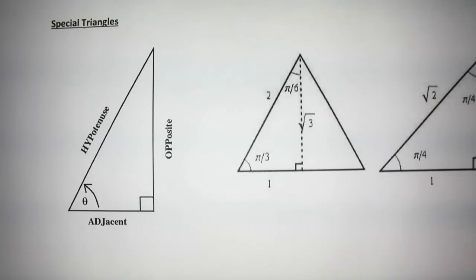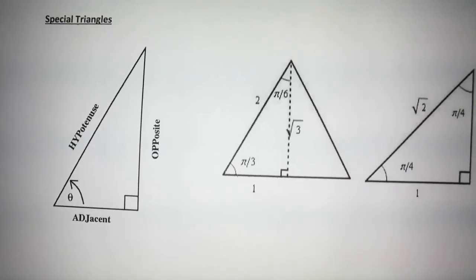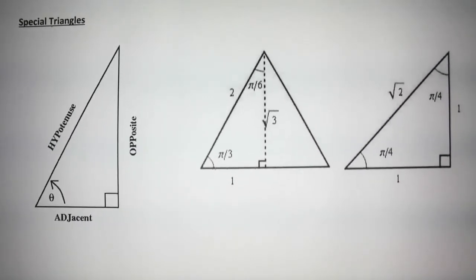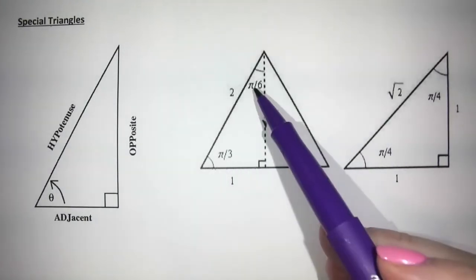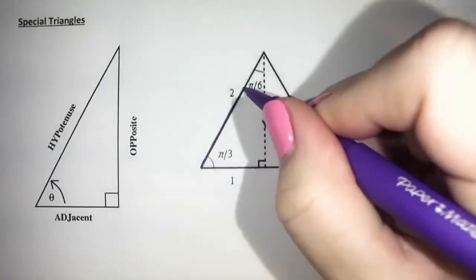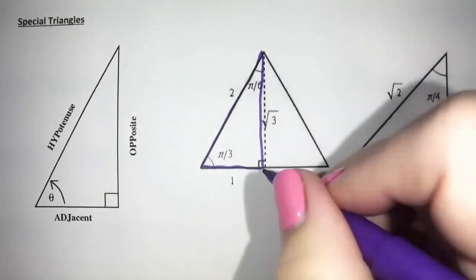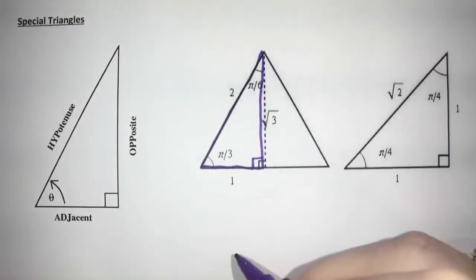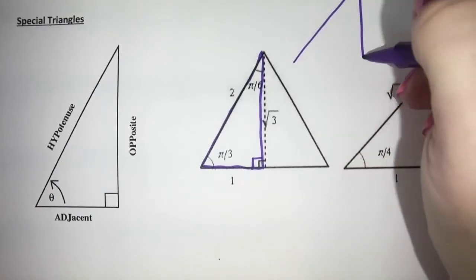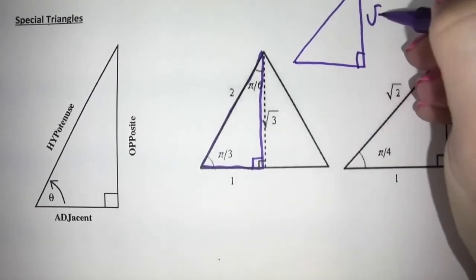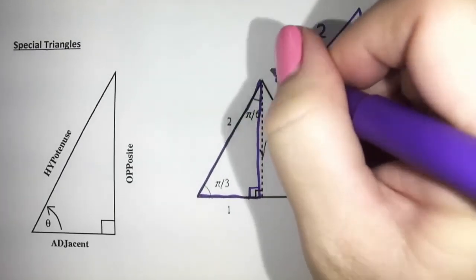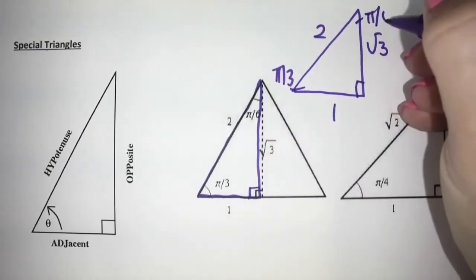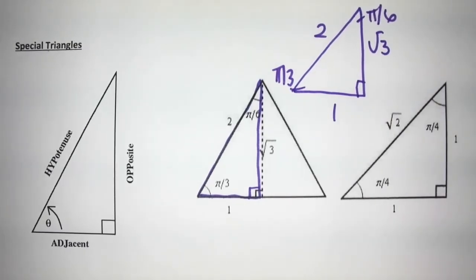So the next thing we're going to talk about is our special triangles. And for special triangles, here's a picture of what they look like. There are two that we talk about. So the one with pi over 3 at the bottom and pi over 6 at the top. So this triangle, I just draw it like this. And so if we want to draw the triangle here, we would have root 3, 2, 1. And this would be pi over 3 at the bottom, and this would be pi over 6 at the top. So that's the first special triangle.